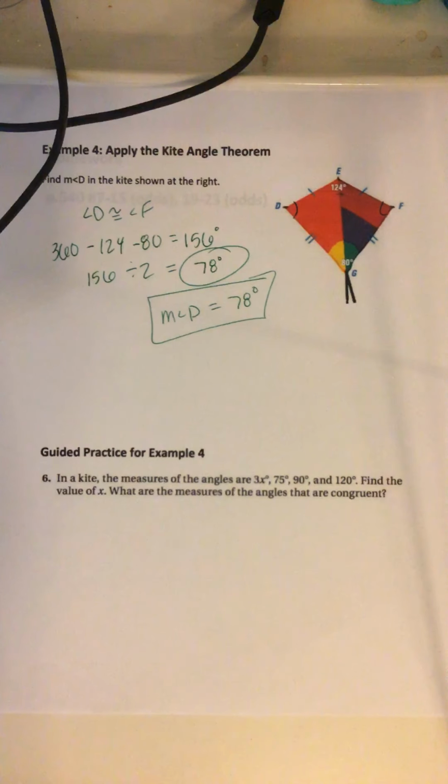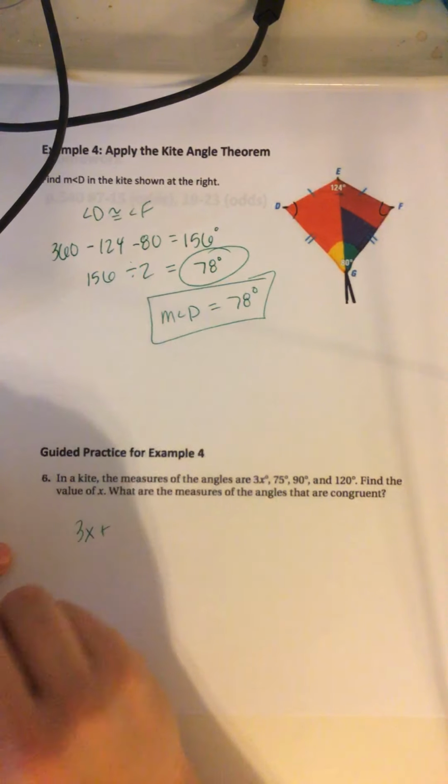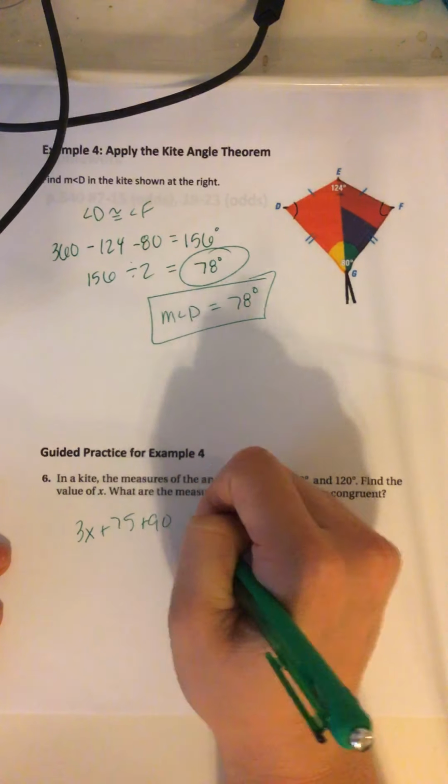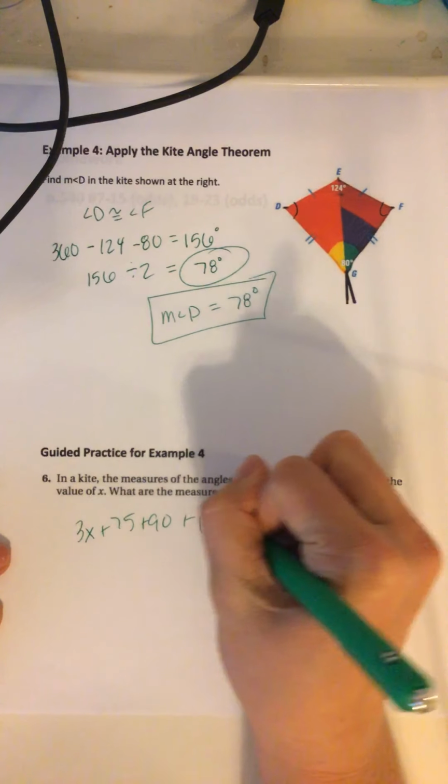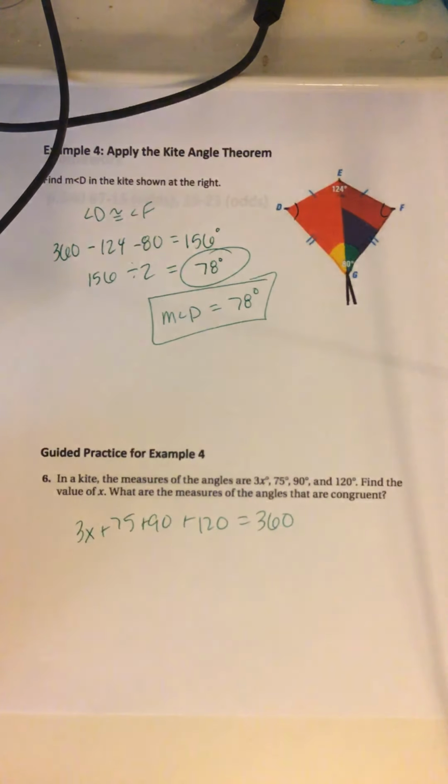Okay, in a kite, the measure of the angles are 3x, 75, 90, 120. Find the value of x. Well, again, I'm going to use the fact that they all add to be 360. I'm going to do 3x plus 75 plus 90 plus 120 equals 360.